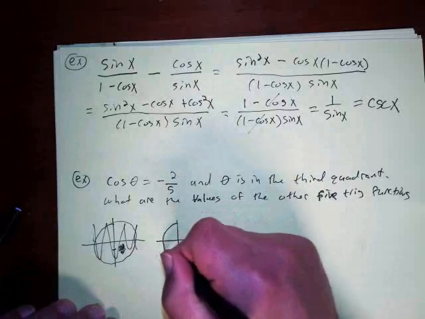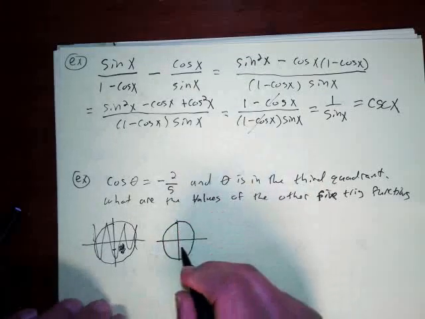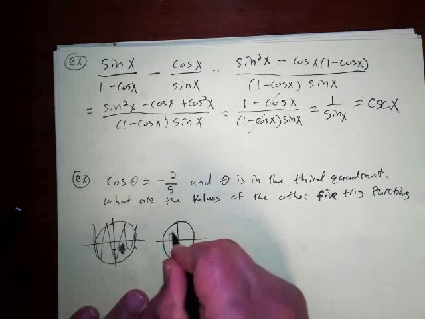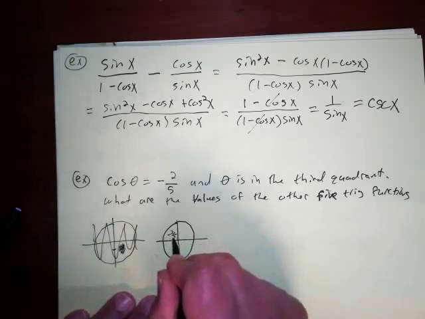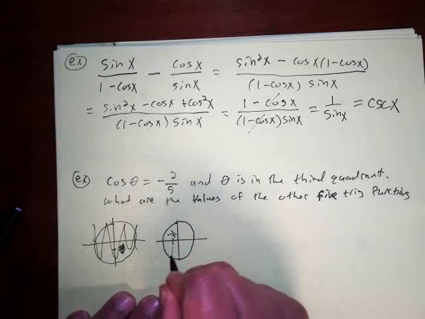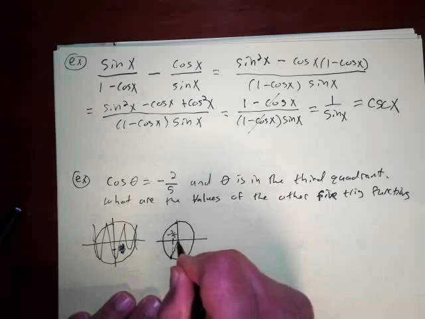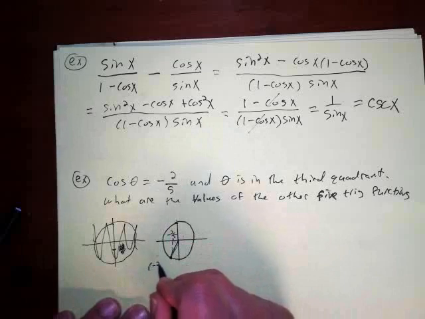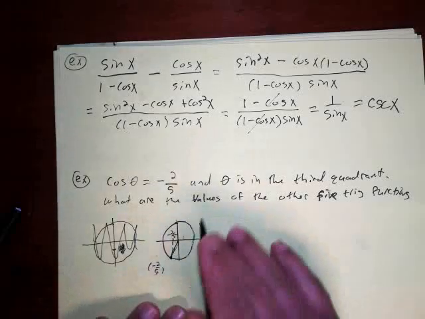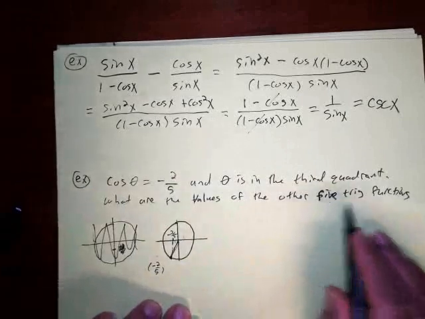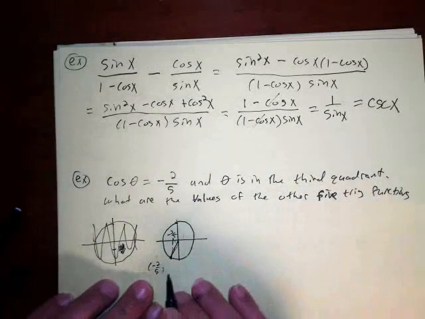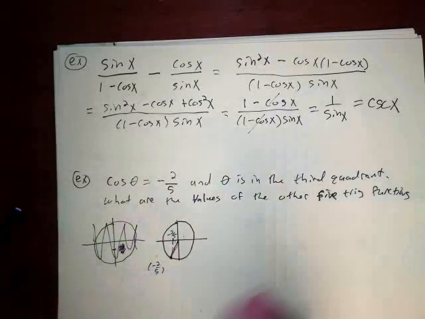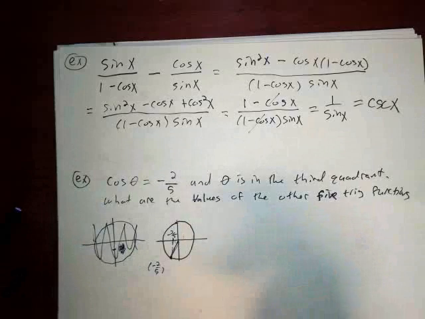The mistake I made is that the cosine is the x-coordinate. So I'm in the third quadrant here, and the x-coordinate is negative 2/5. So the x-coordinate is right there. And so whatever this theta is, it's that there, and I know the x-coordinate is negative 2/5. Now what it wants me to do is find the value of the other 5 functions. Well, if I knew the y value in this quadrant, I'd be good to go. I'd have x and y, and I could find all the values.